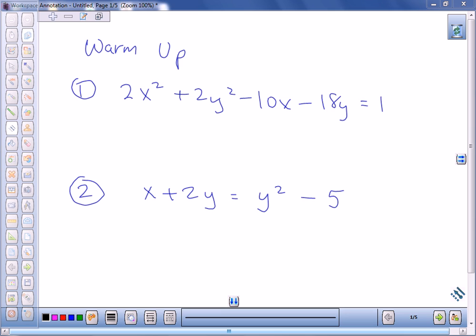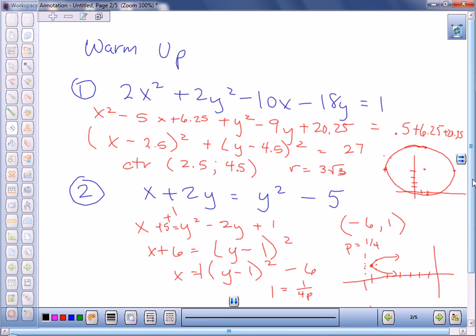Okay, so our warm-ups involved the two conics we've already studied. Which one's the circle? The first one. Why do you know that? Because there's two variables. They're both squared. They have the same coefficient, and it's a sum. Okay, what is the second one? A parabola, and how do you know? One squared. There's only one square. Good. All right, so let's take a look at these.